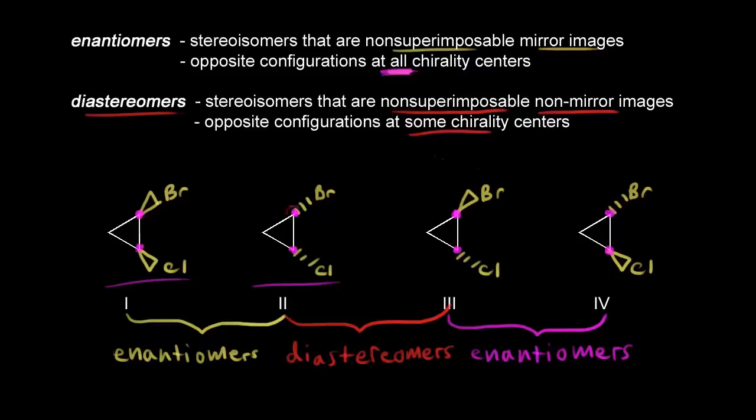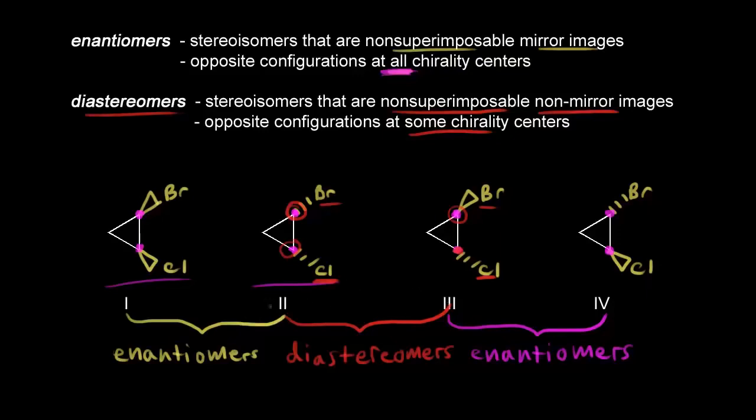So if we look at this carbon, we have bromine on a dash, and over here we have bromine on a wedge. So that's opposite. But if we look at this one, we have chlorine on a dash, and over here we have chlorine on a dash. So that's the same. So we only have an opposite configuration at one chiral center. And so these are diastereomers.